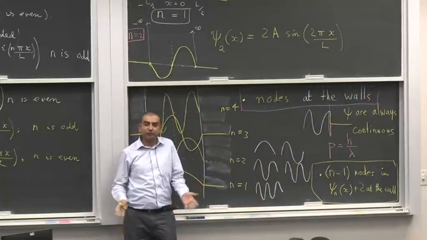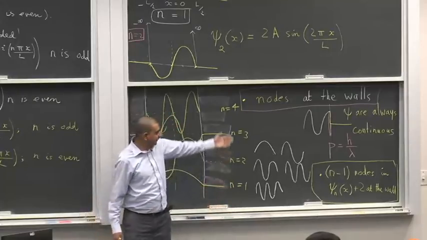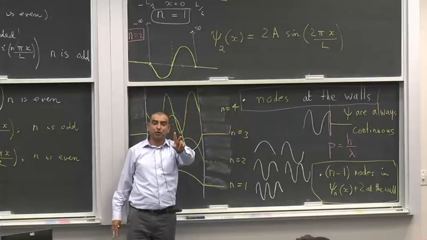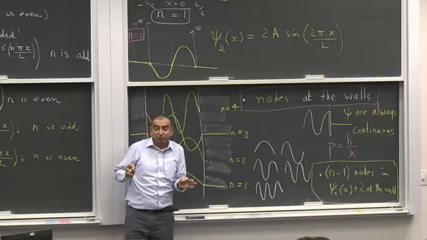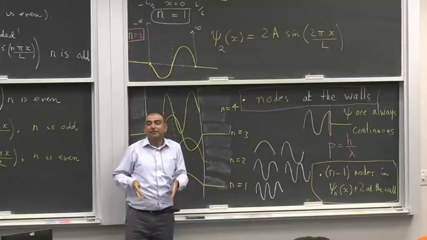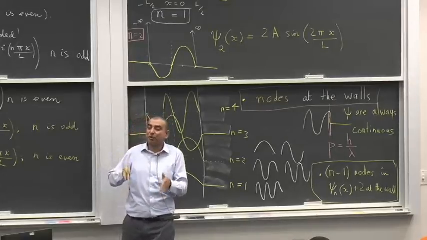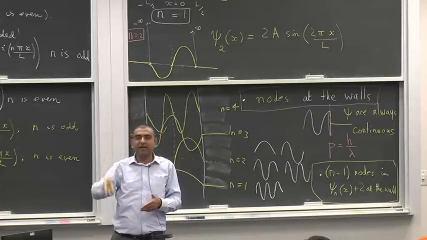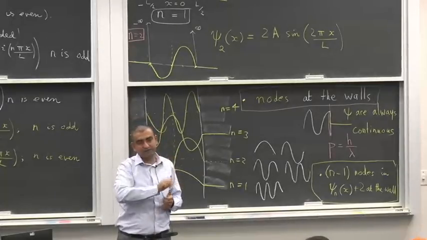So there are 2 nodes at the walls always. This comes out from the continuity of the wave function. And in addition to those 2 nodes, you have n minus 1 nodes inside the well. In other words, the wave function becomes more and more wiggly as n goes up. There are more undulations in the wave function.